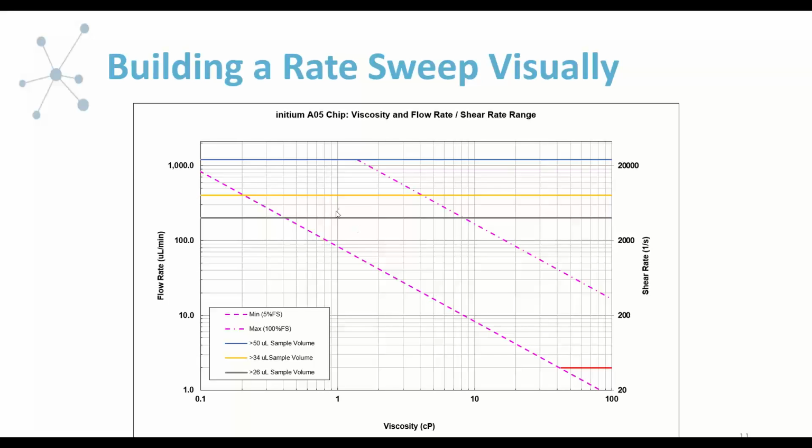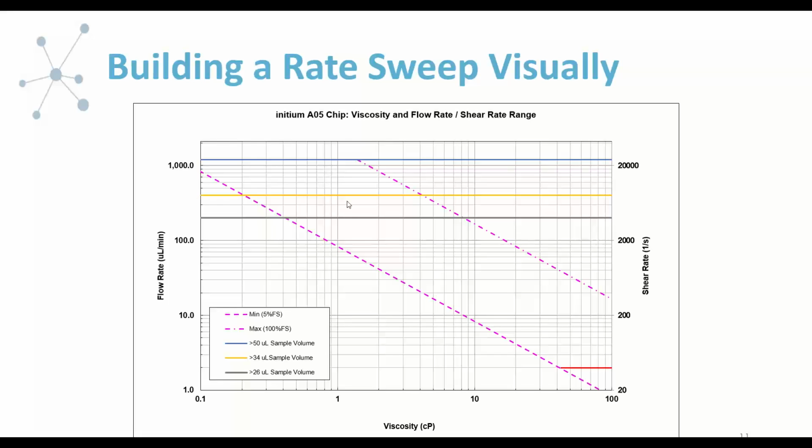If you have, say, 26 microliters of sample in the Initium 1 Plus, then this region here is what you can explore. Down here, this is 0.9, 0.8, 0.7, 0.6 centipoise for your samples. You can explore between 100 and 200 microliters per minute. But let's say you have a sample that's 10 centipoise. You can explore from 10 microliters per minute flow rate all the way almost to 200 microliters per minute. And this is the full range you can explore.